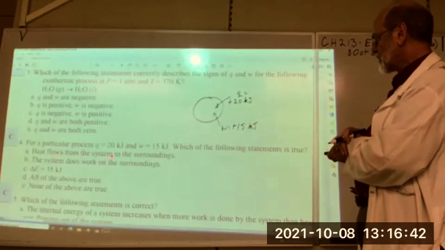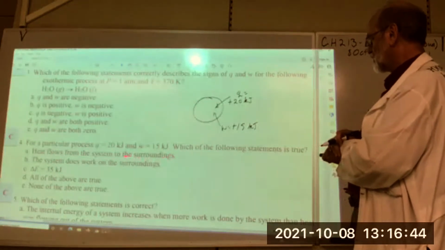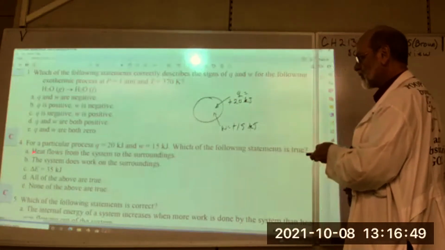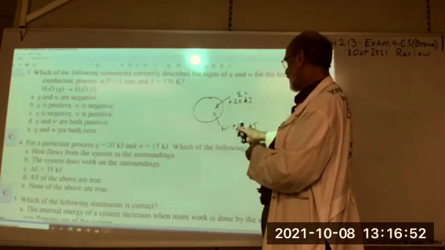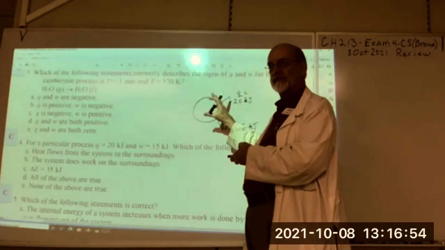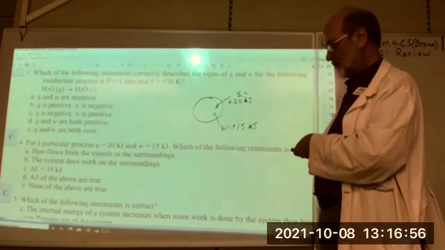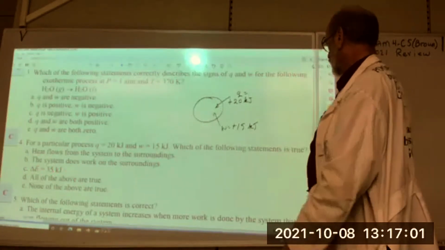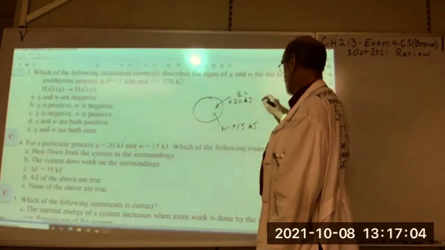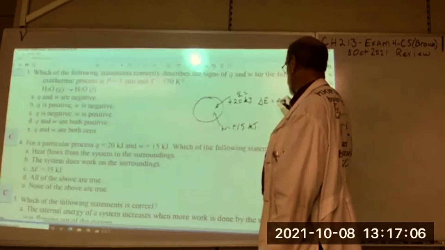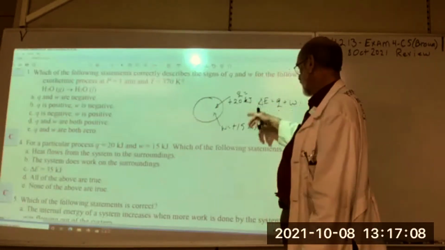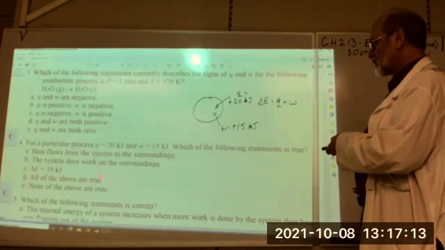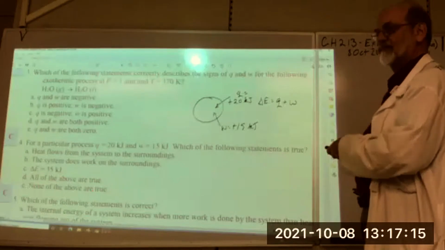Heat flows from the system to the surroundings. Nope, that's false. It's going this way. The system does work on the surroundings. Nope, it's positive. Surroundings are doing work on the system. How about delta E equals 35 kilojoules? Well, let's see. Delta E equals Q plus W, right? 20 plus 15 is 35. That was true. All of the above are true? Nope. None of the above. Okay, C's the answer.